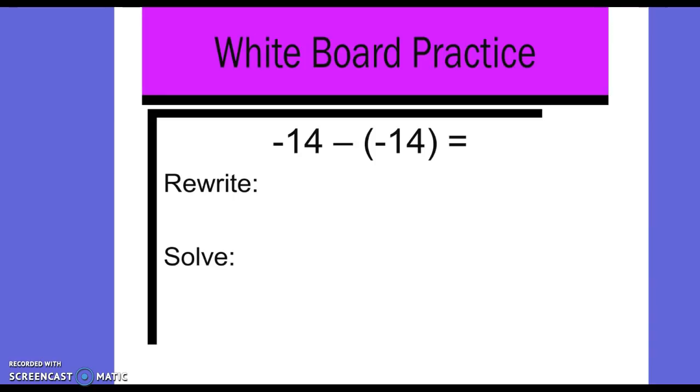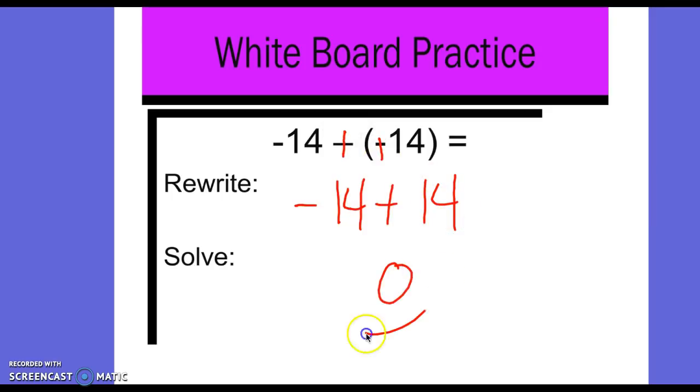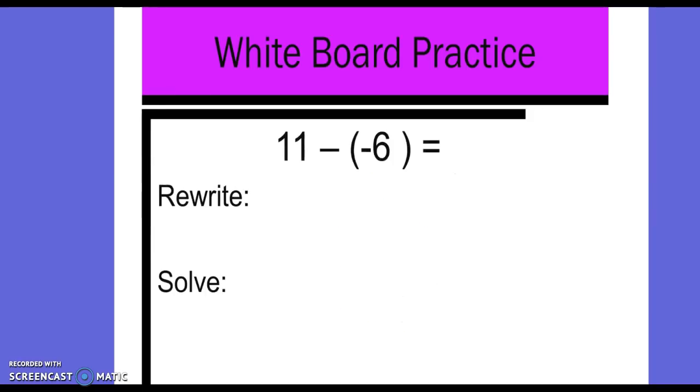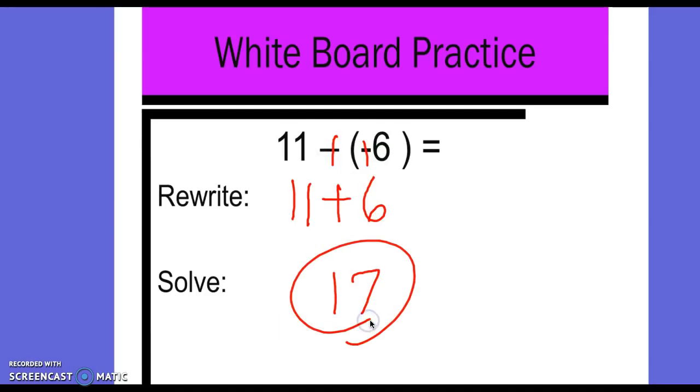Okay, this problem is negative 14 plus a positive 14. So when you rewrite it, it should look like this, and the final answer then is 0. Hit pause. After this, do this problem, hit pause, and when you're ready, come back. Okay, this problem becomes 11 plus a positive 6, and we're just going to write it like this, 11 plus 6, and the final answer is 17.